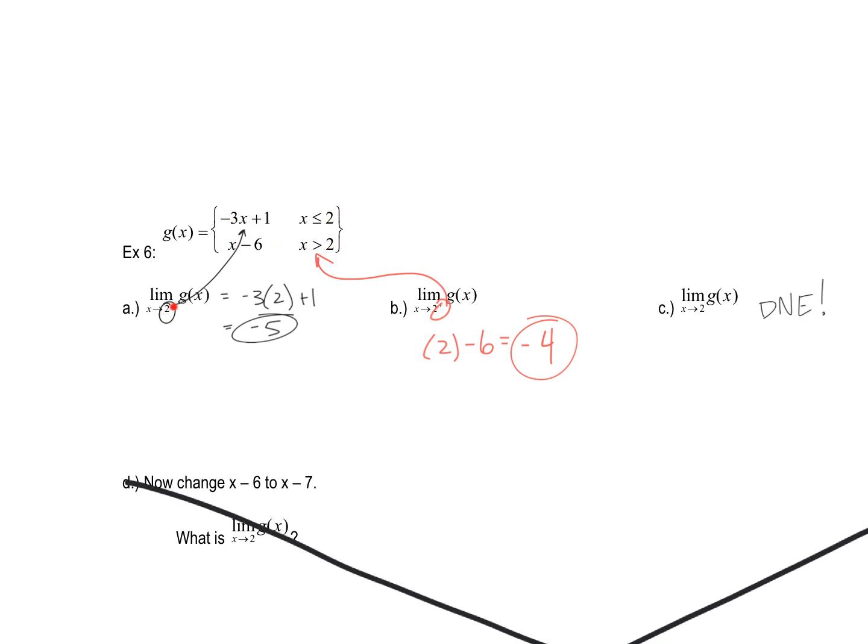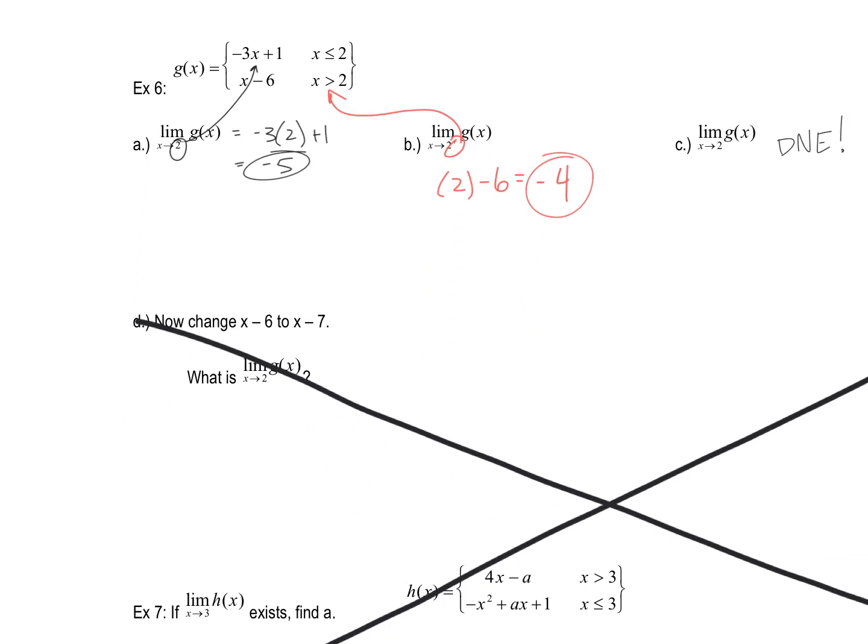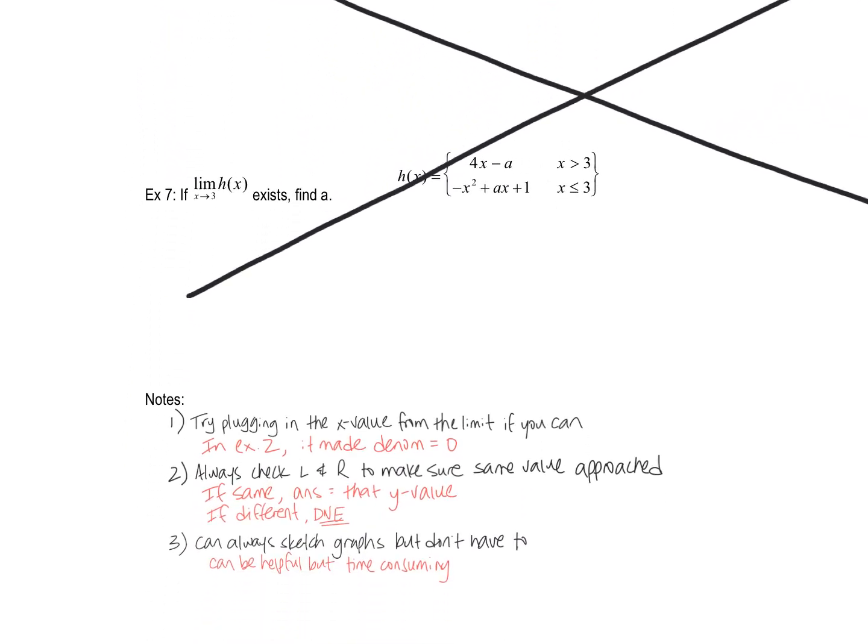And you just have to look at the 2 from the left that fits into this category. So I'm using this function. 2 from the right fits into this category. That's why I'm using this function. And if those two numbers are different, that means that the limit does not exist. If these two numbers are the same, that means that that is the answer to the limit. Okay, so besides that, I'm going to skip these two examples. You guys don't need to worry about those.